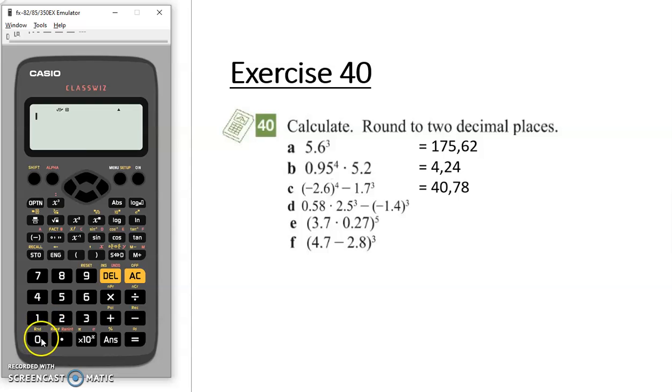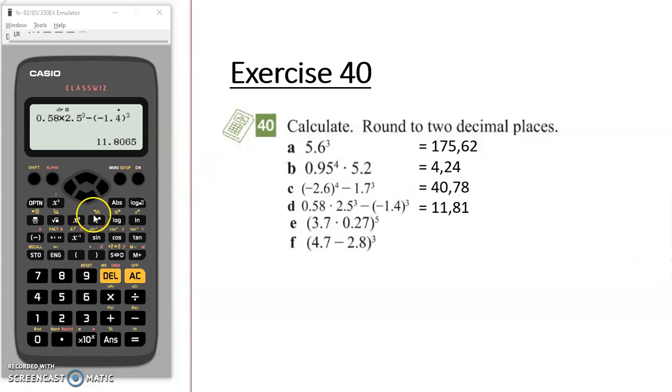Exercise D. 0.58 times 2.5 to the power of 3. You find the cursor immediately on the right side. So minus, inside the bracket, minus 1.4. We close the bracket, and then again to the power of 3 is equal to 11,81.